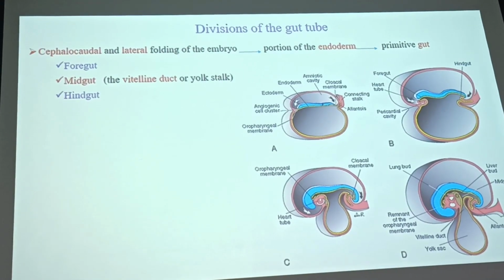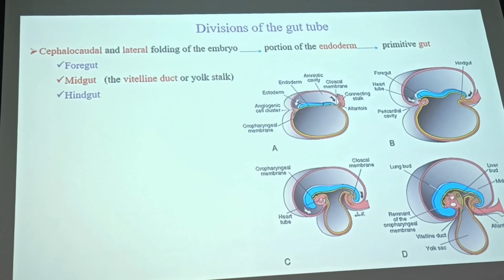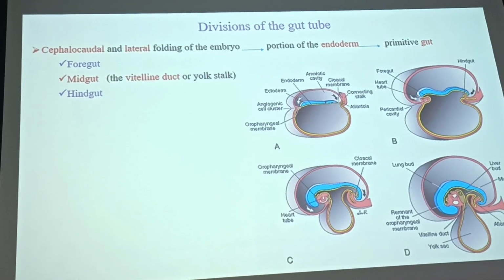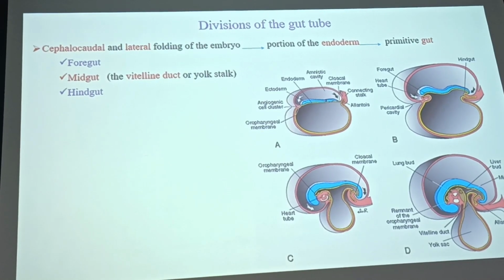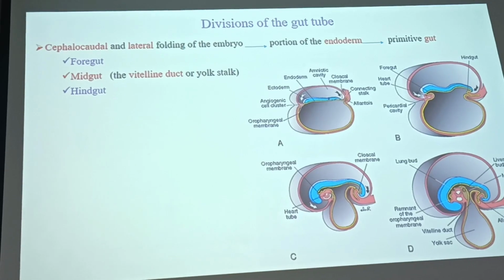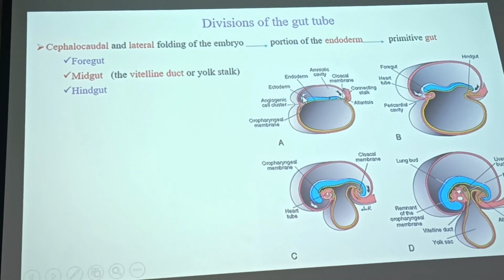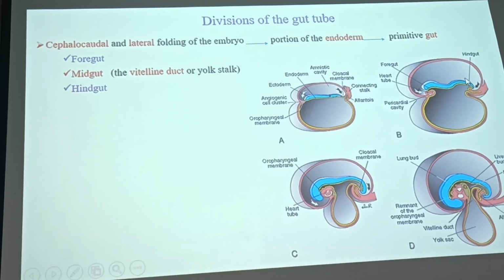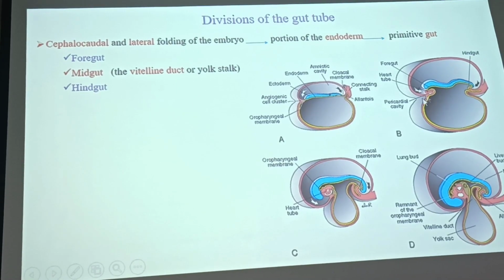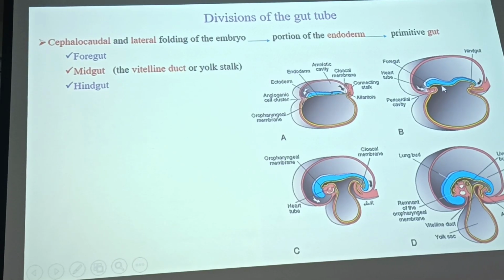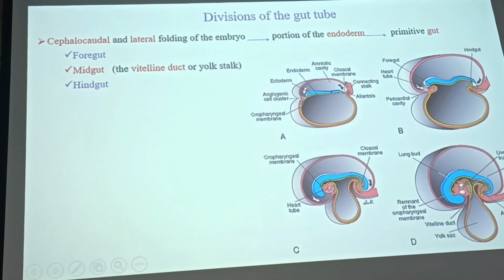In this slide, I have explained about the divisions of the gut tube. As you know, in general embryology, there are three important layers: ectoderm, mesoderm, and endoderm. In these pictures, you can see ectoderm, mesoderm, and endoderm. Endoderm is in yellow color.